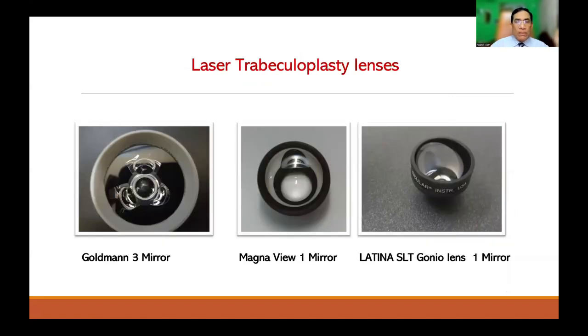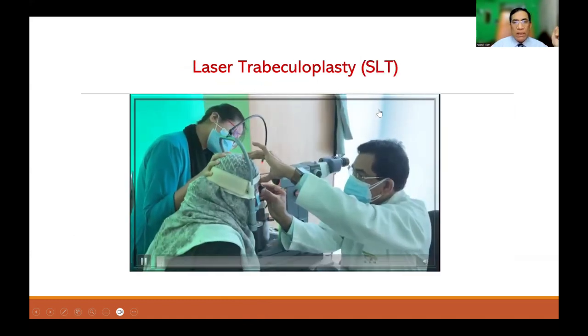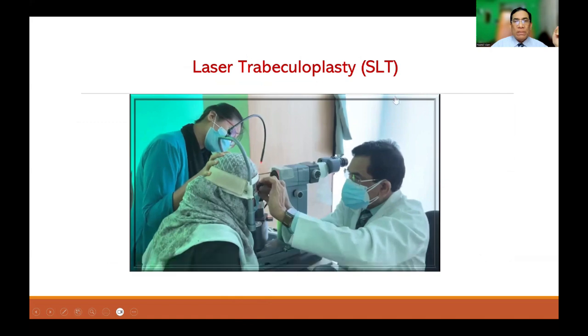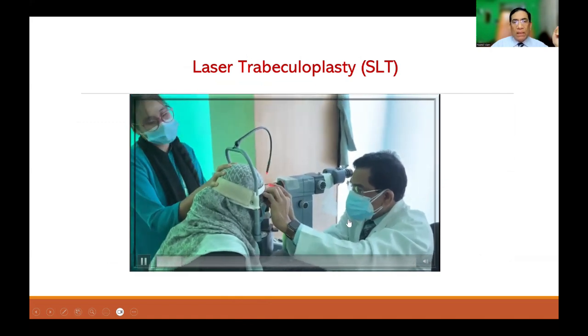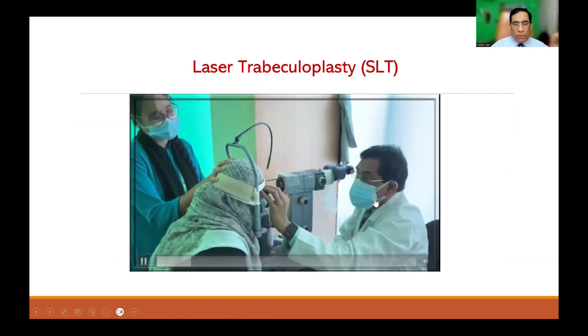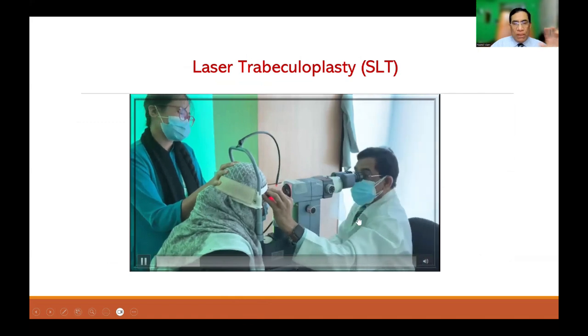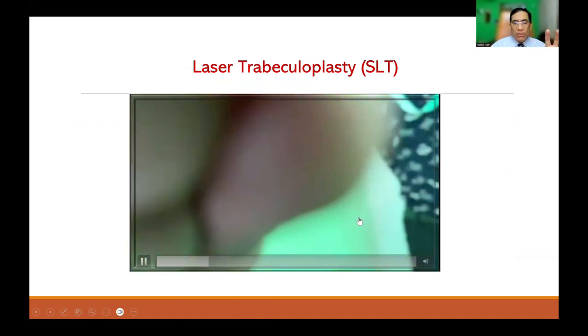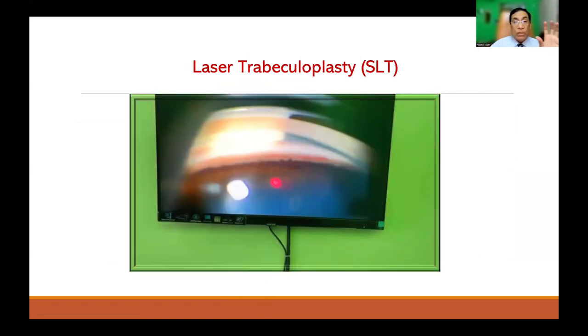These are some improved one-mirror lenses, like the Magna View lens. These lenses are actually used for laser, as I am using here for selective laser trabeculoplasty. Even my students who have not seen the gonio before can see very clearly. So this is the lens that you can use to teach students. You can see here very nicely the scleral spur and the trabecular meshwork.